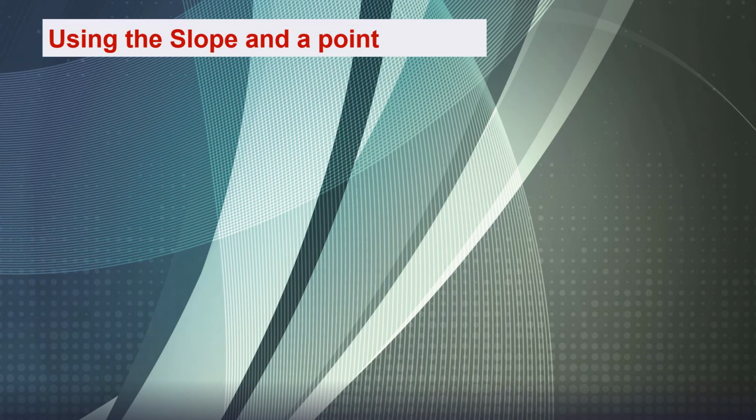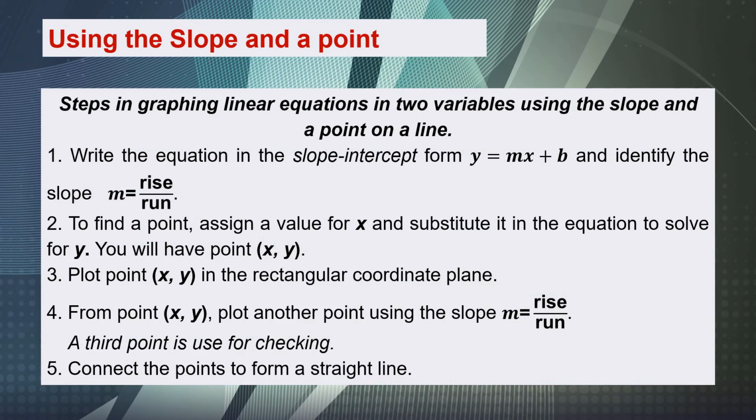Let's solve the last method in graphing linear equations in two variables. It is by using the slope and a point. There are steps in graphing linear equations in two variables using the slope and a point on a line. These are the following. First, write the equation in the slope-intercept form y equals mx plus b and identify the slope or the m equals rise over run.